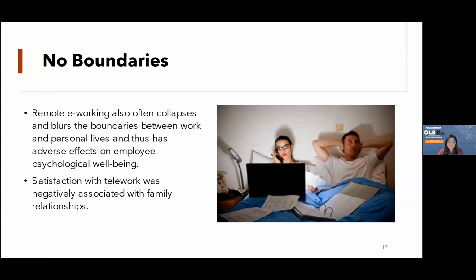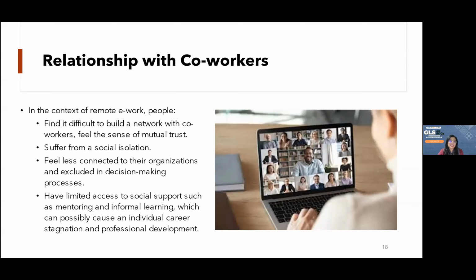And you have no boundaries anymore. So satisfaction with telework was negatively associated with family relationship. I hope you don't experience this kind of situation. And the relationship with your coworkers also affects your well-being. Sometimes it is very hard for us in social isolation. I think sometimes we need to finally come to a meeting face to face in the office or your organization.